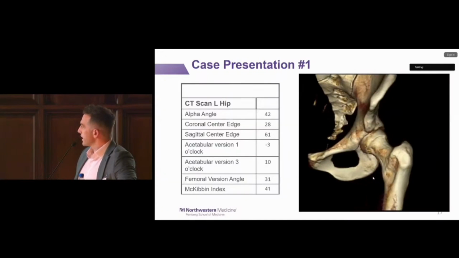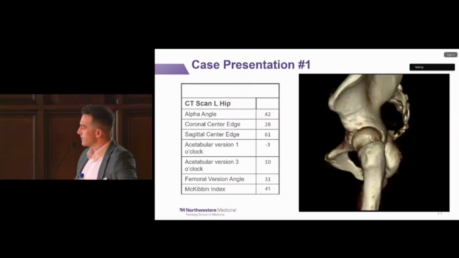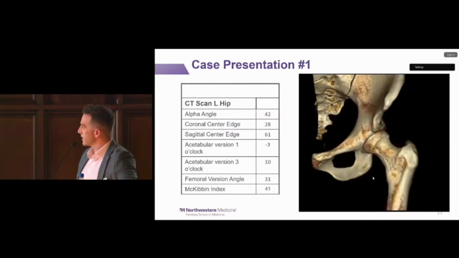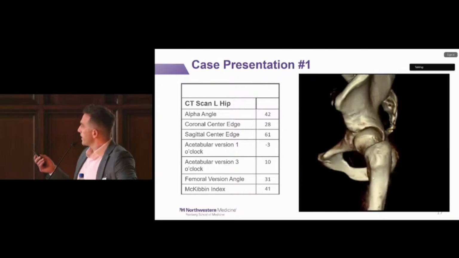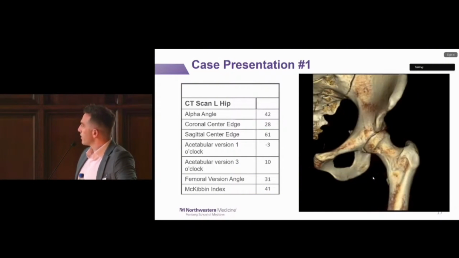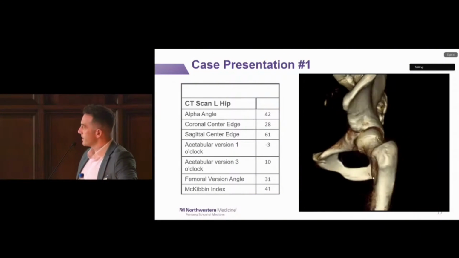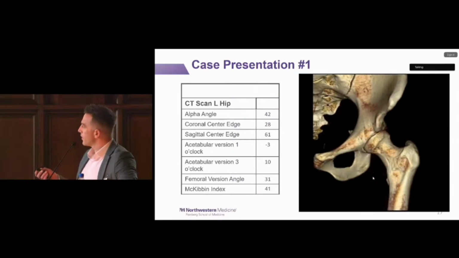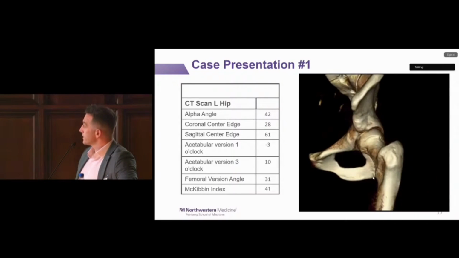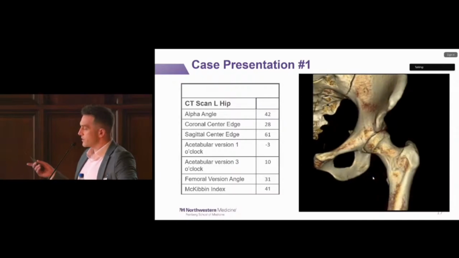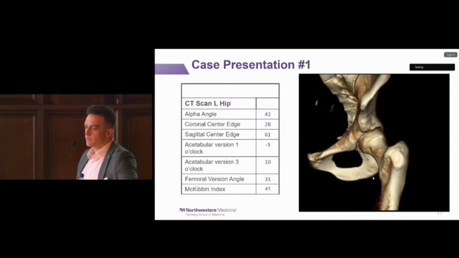So this is her CT scan. We'll typically do all of our own CT measurements. I find the radiologist's measurements aren't always as accurate as we would like. So you can see her osteochondroplasty looked to be well performed. Coverage looks good in the socket, slightly retroverted. I measured her at -3 at 1 o'clock and then 10 degrees of anteversion at 3 o'clock. Her femoral version's 31, giving her a McKibbin index of 41.